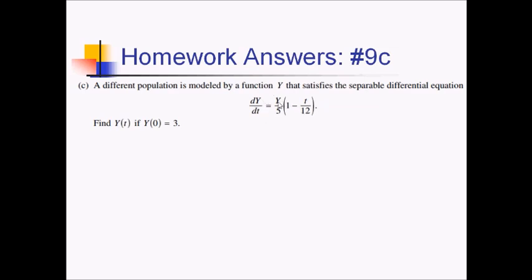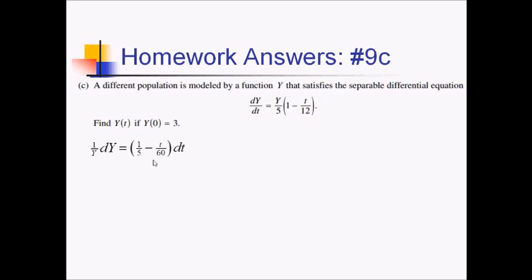I'm going to divide both sides by y, so I have 1 over y dy on the left. And I'll multiply by dt to get that over to the right side. I've also still got this random 1/5 over here. I'm just going to distribute that in here so I have fewer things to worry about. So this will be a 1/5 minus t over 60 dt.